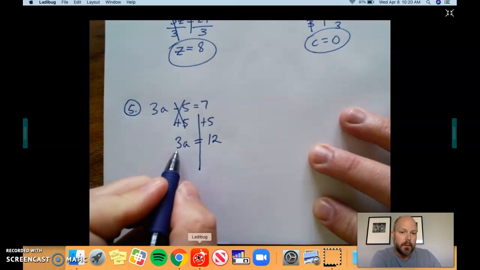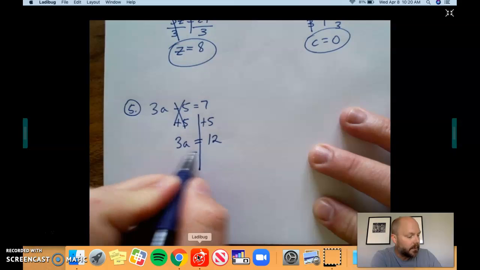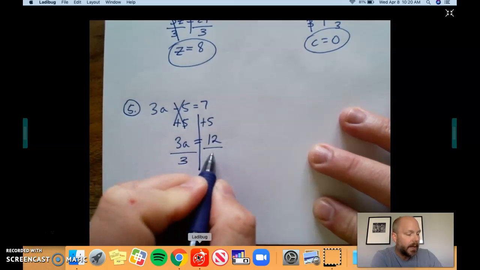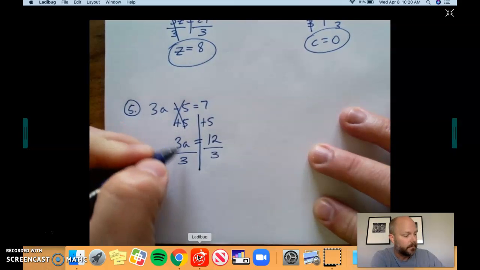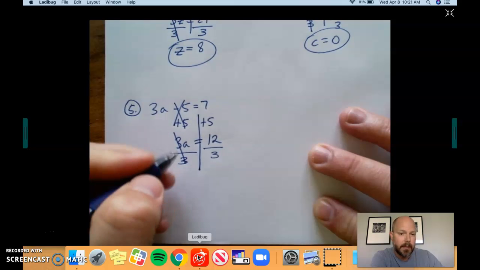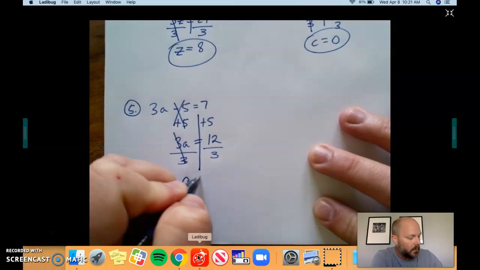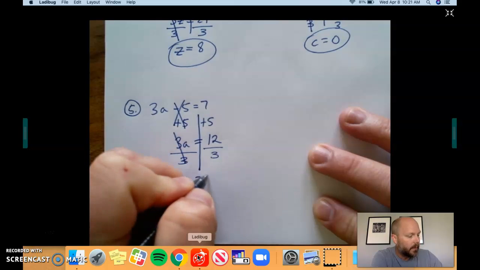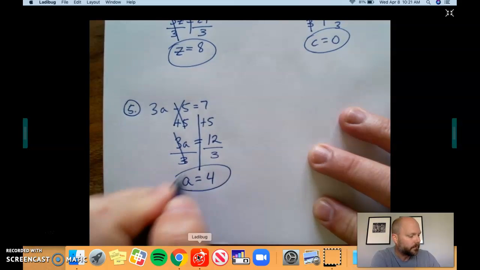Okay? Now I got to get rid of this 3. This is a multiplying 3, so I need to divide by 3 to get rid of it. And I have to do it on both sides. Those 3's cancel out. They become 1. 3 divided by 3 is 1. So a equals 12 divided by 3 is 4. Okay?